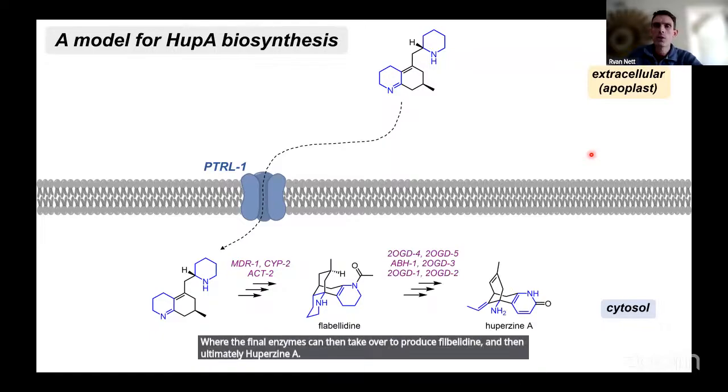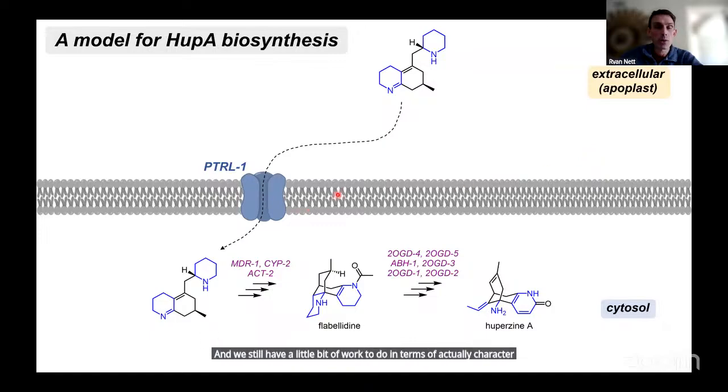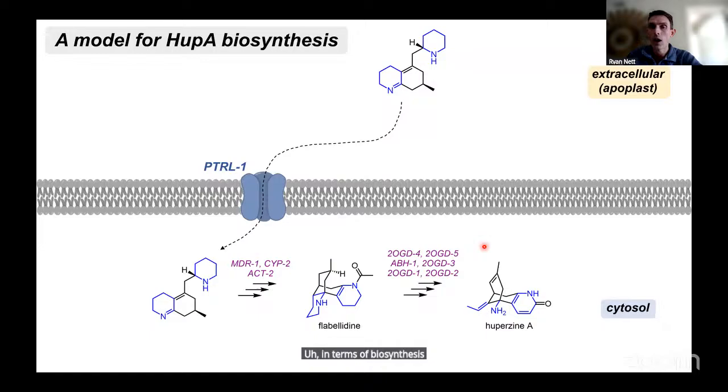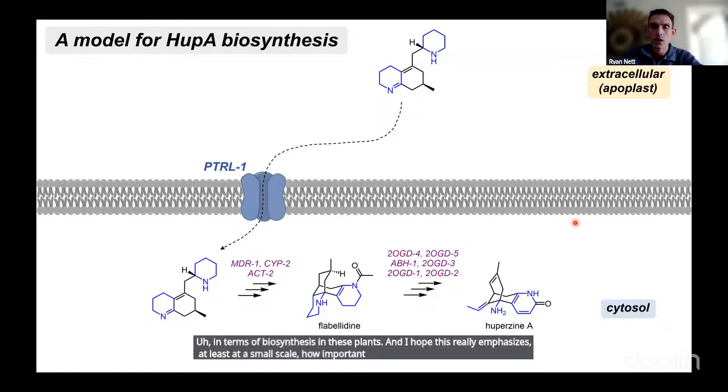And we still have a little bit of work to do in terms of actually characterizing the biochemistry of this transporter. But so far, all of our data points towards this being a likely model for what's actually happening in terms of biosynthesis in these plants. And I hope this really emphasizes, at least at a small scale, how important these concepts of metabolic organization are in terms of understanding plant biosynthesis.